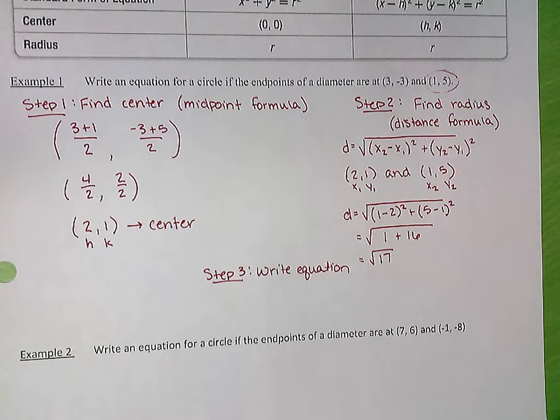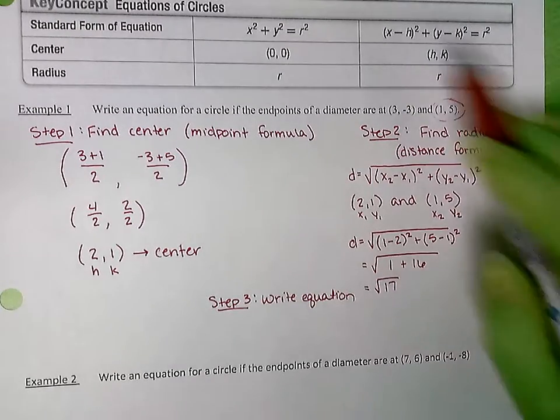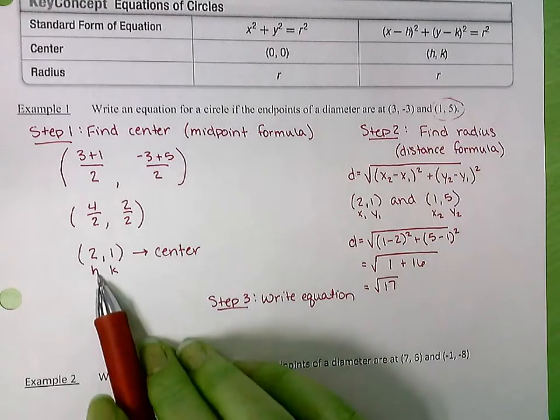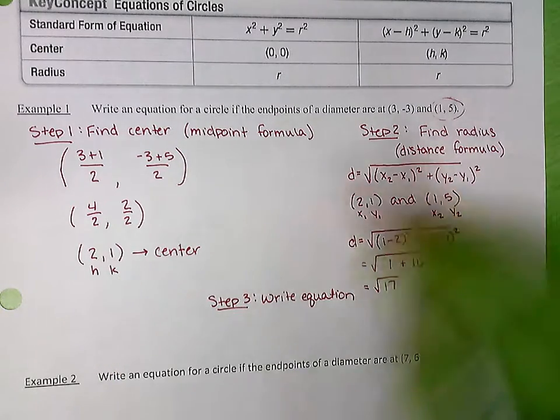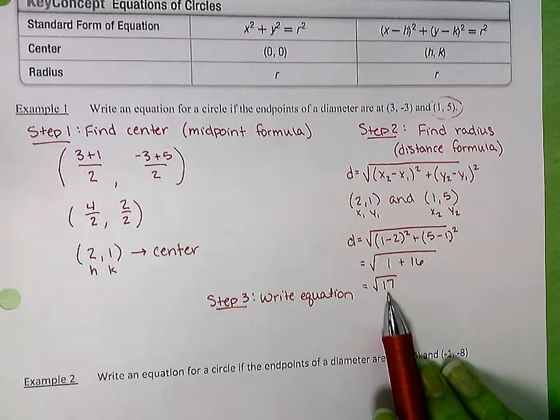So write out the equation. Okay, so up here, I need to plug in h and k. I have h and k right here. And I need to plug in r. R is the square root of 17.